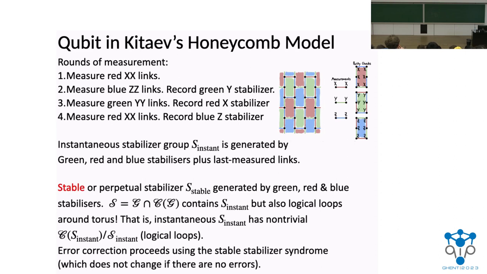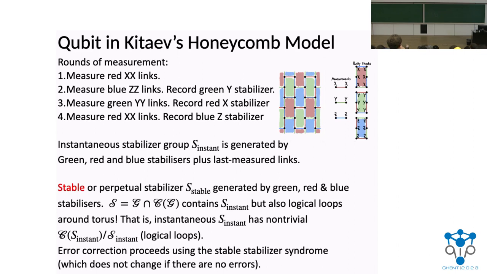Okay, so what we do is we measure, say, the red links. So these are these guys. And now, after that, you measure the blue Z links. So these guys. And then you see that the blue links and the red links go around one of these plaquettes. And if you take their product, you get a Y around this plaquette. And so you can record now the green Y stabilizer. That's an element in this stabilizer that you use for error correction.